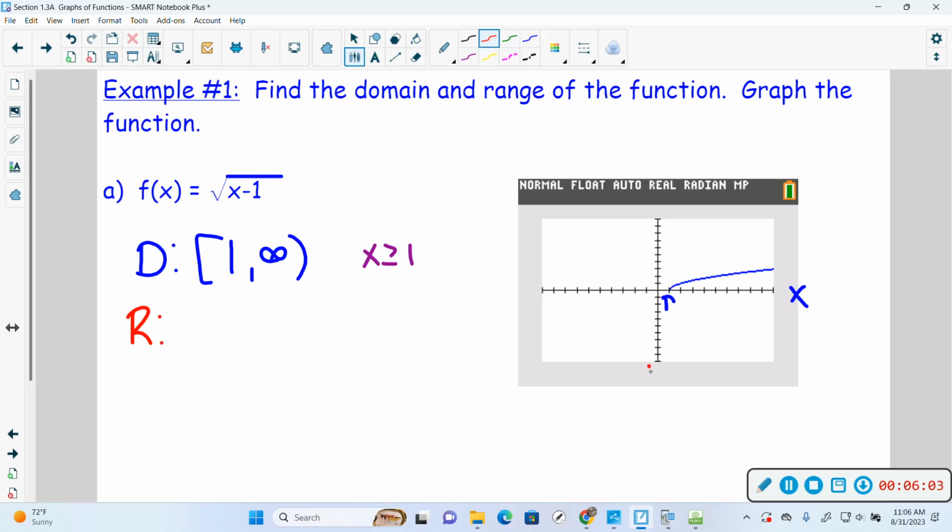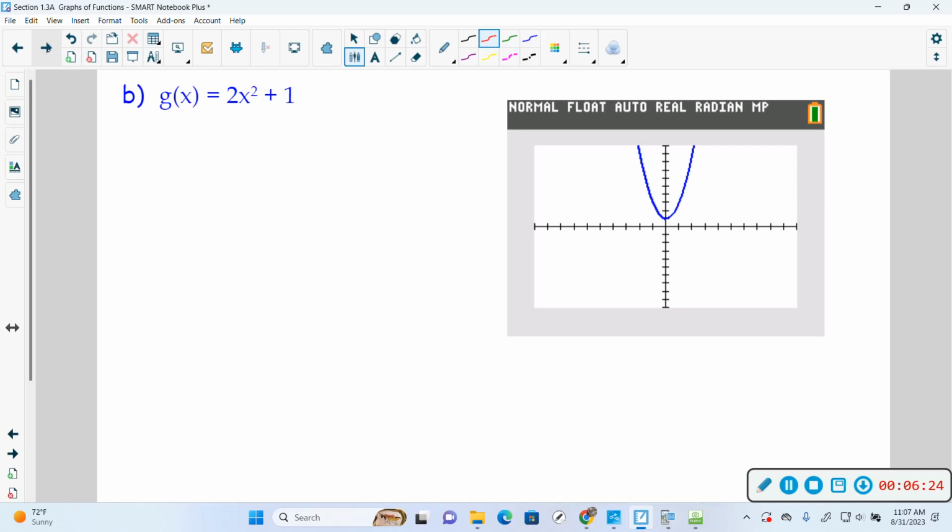Okay, range. Y. Up and down. So I'm looking at the lowest, 0 to the highest. So I'm going to say 0 to infinity. Of course, if you wanted inequality, y is greater than or equal to 0. And you can do it either way. It doesn't matter to me on the homework.